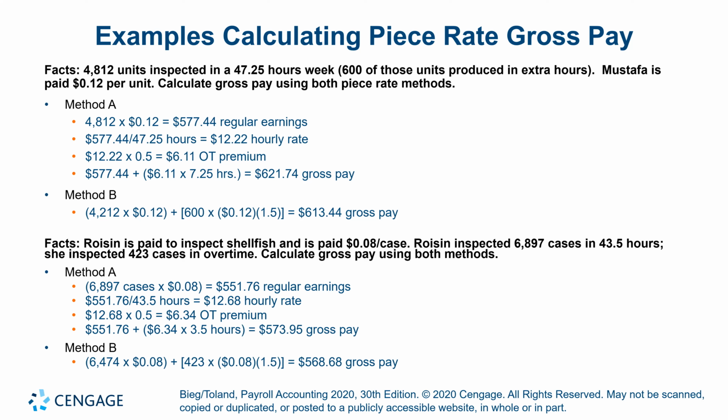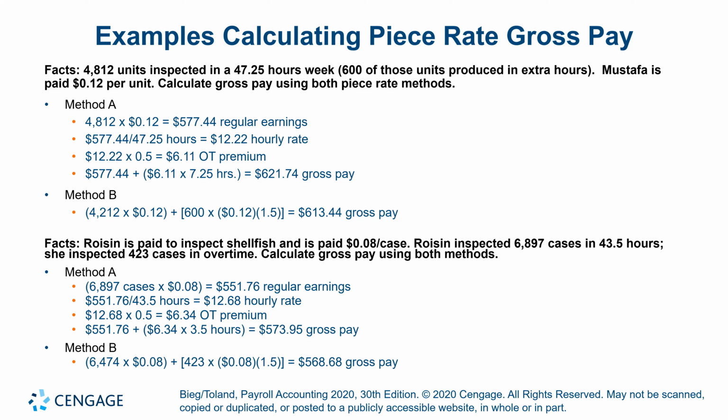Here's another example. Roizen is paid to inspect shellfish and is paid 8 cents per case. Roizen inspected 6,897 cases in 43.5 hours. She inspected 423 cases in overtime. Calculate gross pay using both methods.